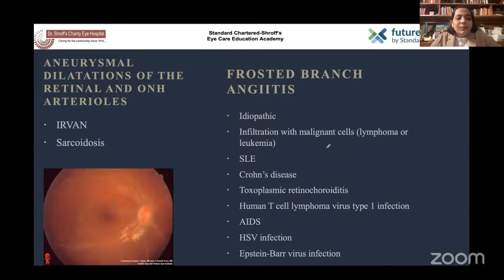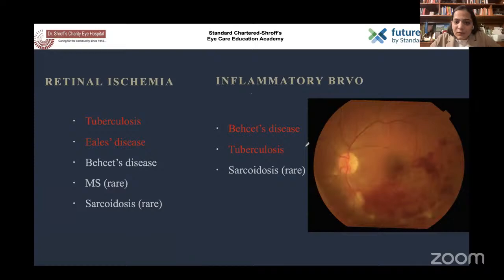Again, if along with vasculitis, you see aneurysms in the retina, think of IRVAN or sometimes even sarcoidosis, which could be associated with granulomas. Frosted branch angiitis is a typical picture where most of the vessels of the retina are fully, there's sheathing along the vessels. Again, think of SLE or even masquerade. So these are the hints that the body will give you.